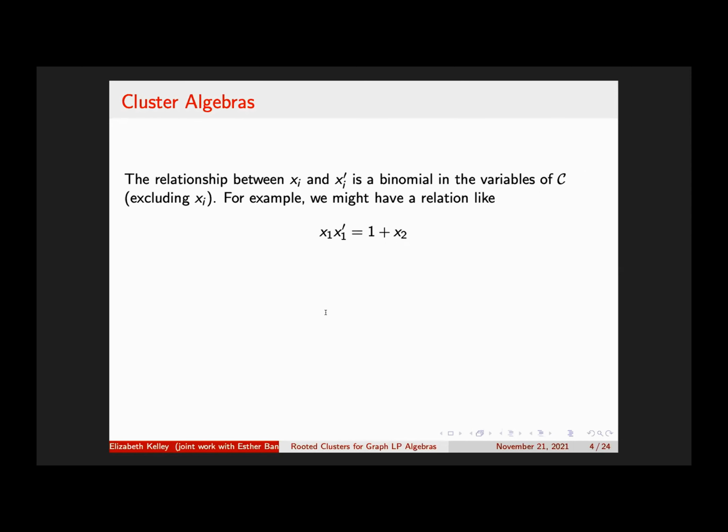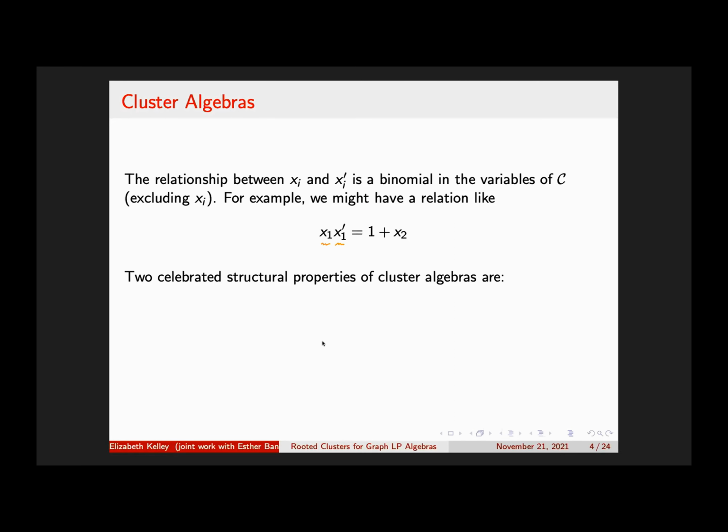Okay, and so then let me say a little bit about the relation between the cluster variable that I'm starting with and the cluster variable that I'm swapping it for. So in a traditional ordinary cluster algebra, these relations look like binomials. On the left-hand side, you'll always have a product of the variable that you're swapping and the variable that you're swapping it for. And then on the right-hand side, you'll have some binomial that's determined by some additional data that I'm not telling you about. But this is an example of what these relations might look like.